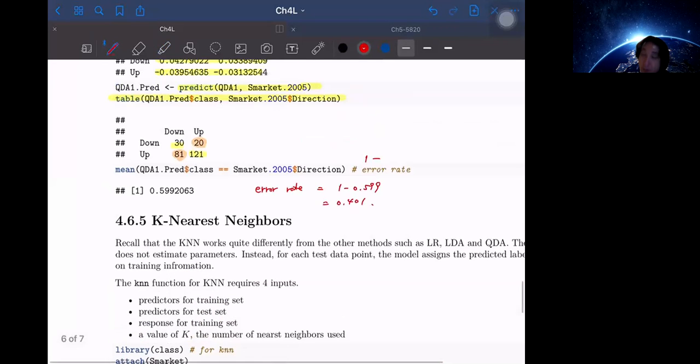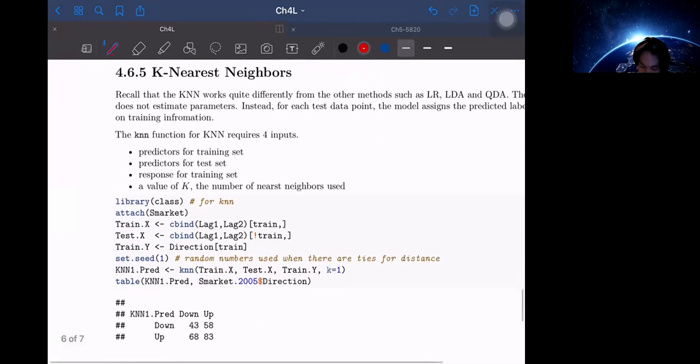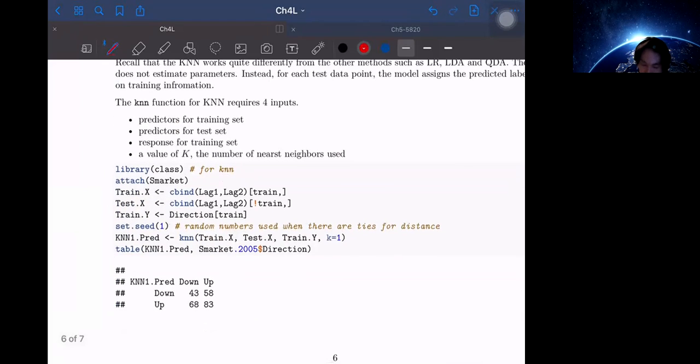This is for the test performance. QDA often suffers from overfitting, but we don't have an overfitting problem. Maybe we are just lucky or QDA is actually good. This is for the test set, so it's not because of overfitting. We are just lucky or QDA is really good.